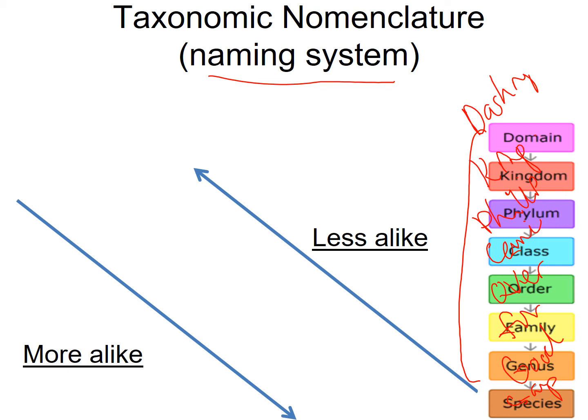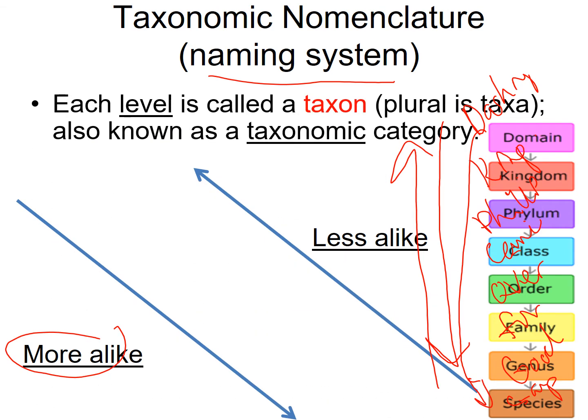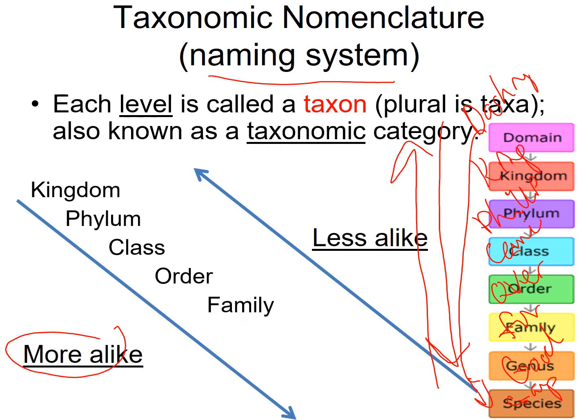But the farther you go down, the more you are alike. The higher we go up, the less we are alike. Because domain, we have only 2 or 3 domains. Kingdom, Animalia. There's a lot of animals, so we got to be more specific. So this is more specific when you get to the species. Each level, though, is called a taxon. So kingdom, phylum, class, order, family, genus, species.